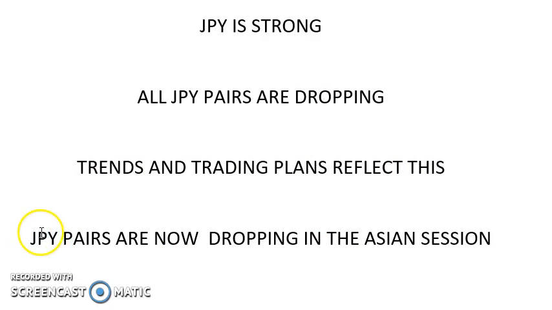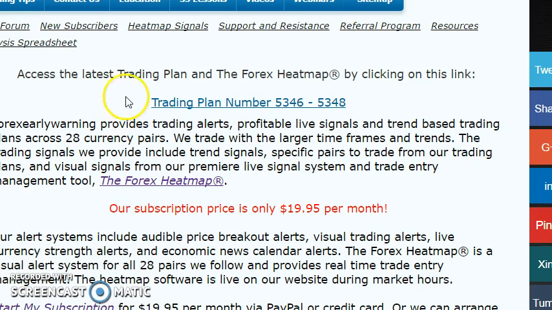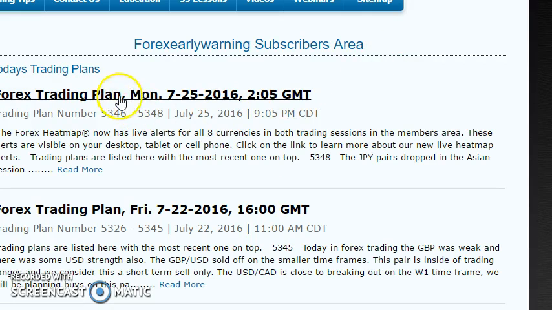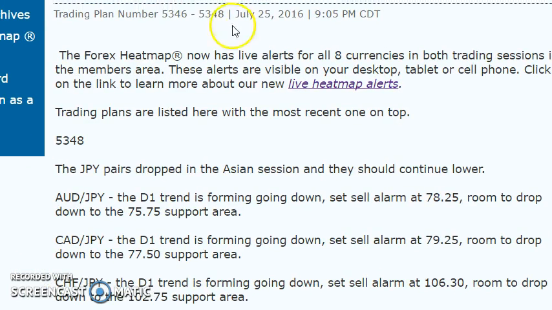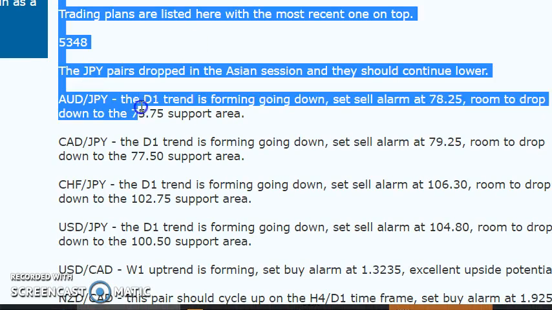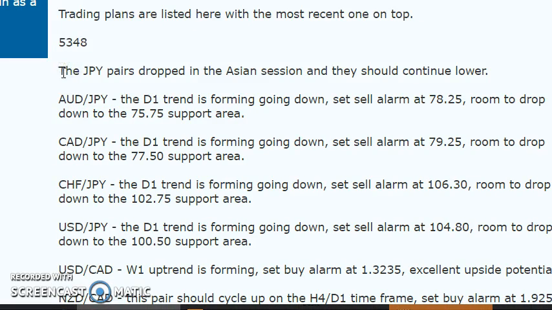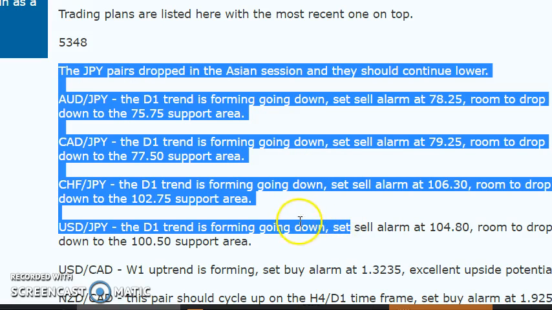And right now, as we're making this video, the Japanese yen pairs are all dropping in the Asian session. They're just running down fairly fast now because they're consistent. So let's go over to Forex Early Warning, and let's go look at our trading plans. And if you look at our trading plans, you can see that for this day, July 25th, same day as we're looking at these charts, here's all of our trading plans. That's what we're talking about, the yen pairs all dropping in the Asian session, and how they're going to continue lower.